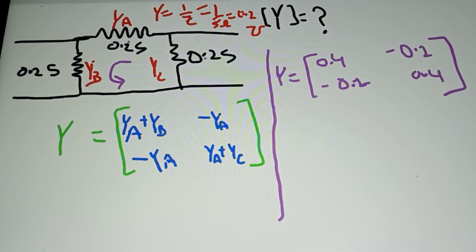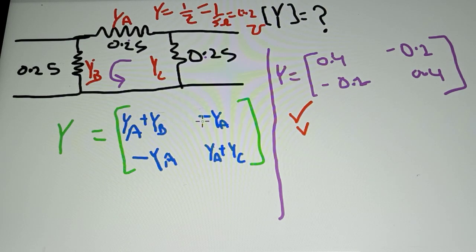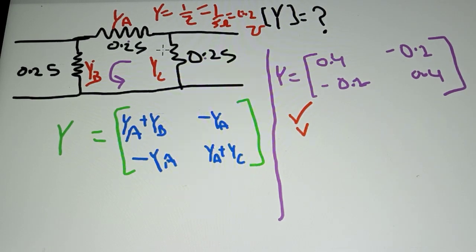See how fast we got our admittance matrix. This is the best way you can use to find the admittance matrix really quick if the network is a pi network.